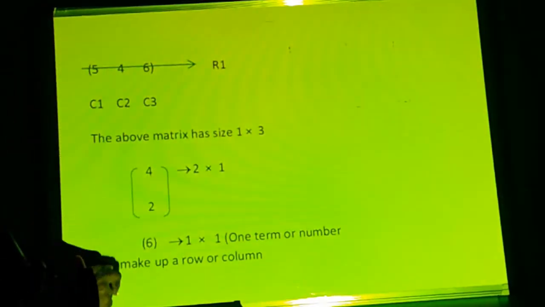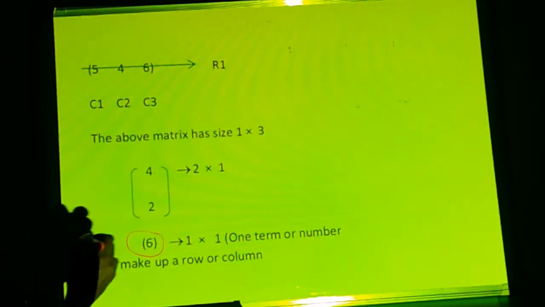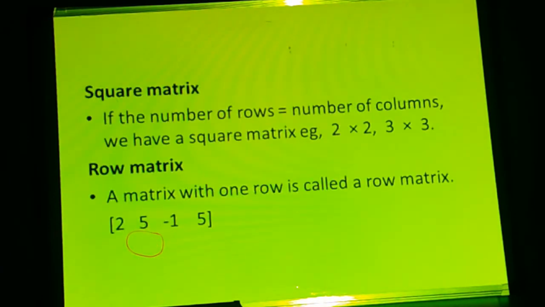Next one. What about this single number in the bracket? Just one single number inside of the bracket. It's simply 1 by 1. One term or number can make up a row or column. Now I'm going through this very quickly, and if you miss it, then you can always pause the video to go back to this.